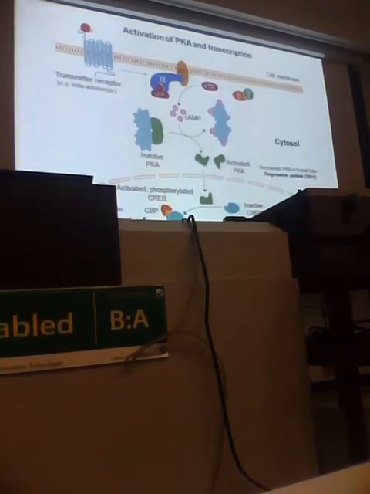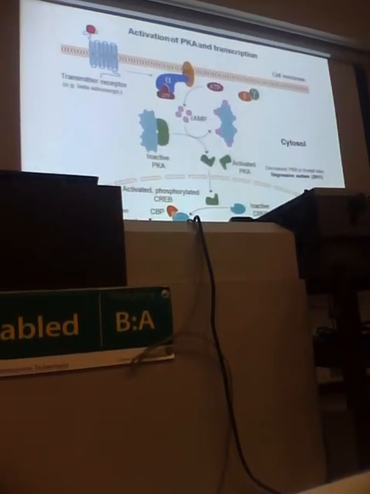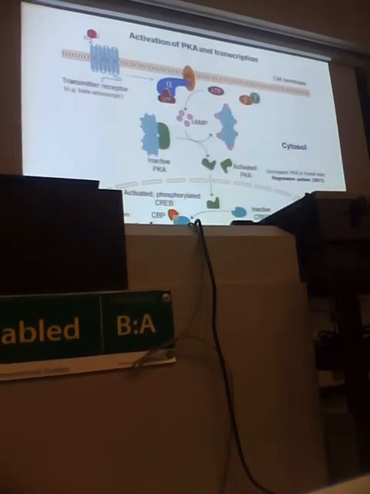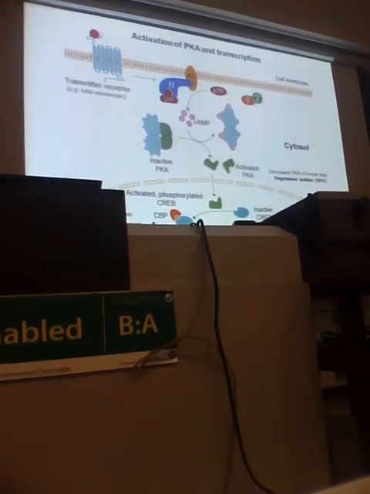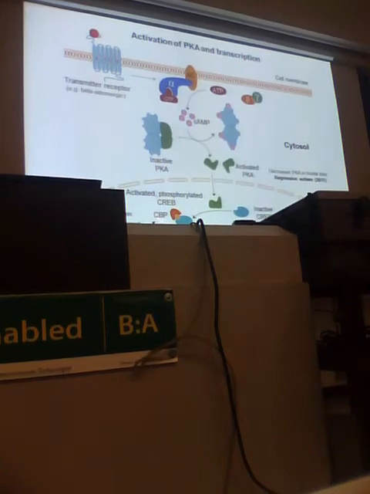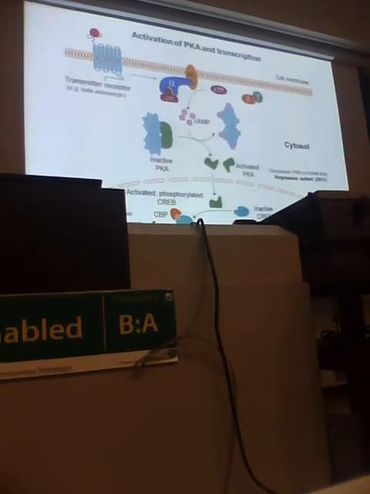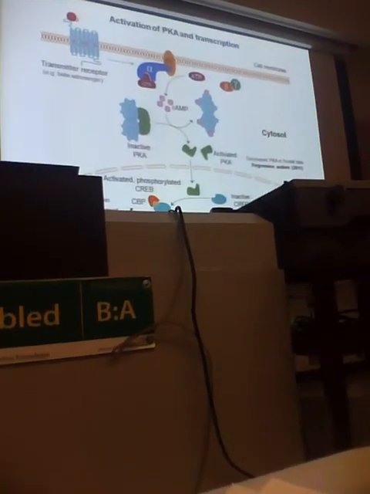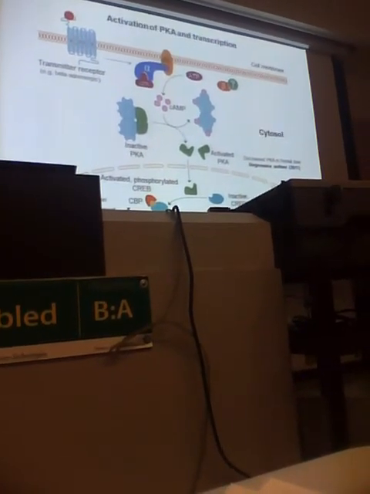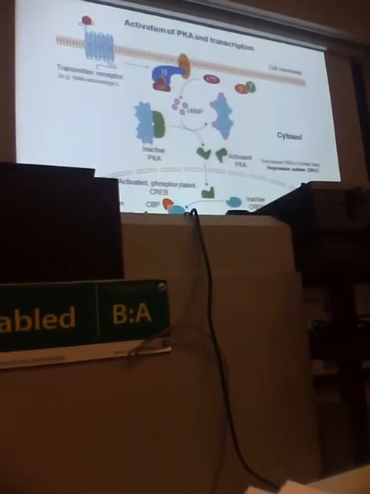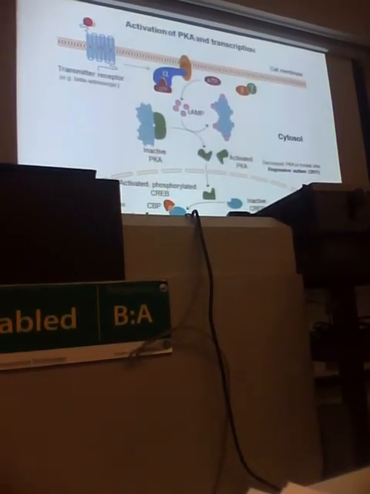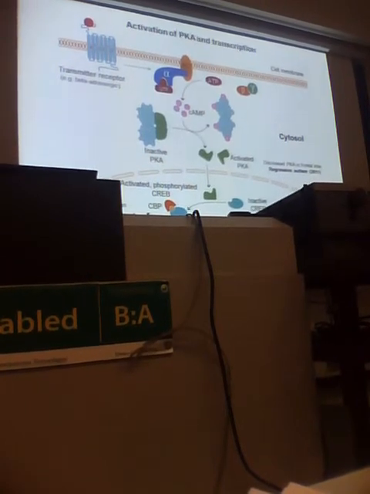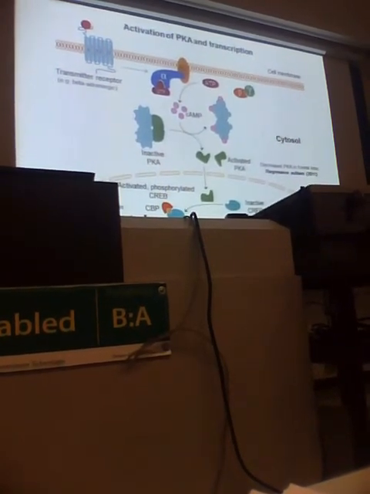And once transcribed, the transcript gets moved out to the cytoplasm where it can be translated into these proteins. And there are 2 disorders that result from mutations in CBP or underexpression, reduction of PKA. They are Rubinstein-Taybi syndrome, which is a form of mental retardation. So if CBP happens to be mutated, you often will get Rubinstein-Taybi syndrome.